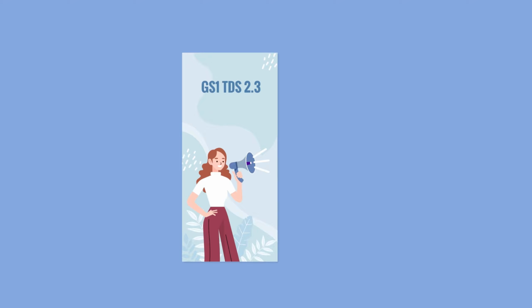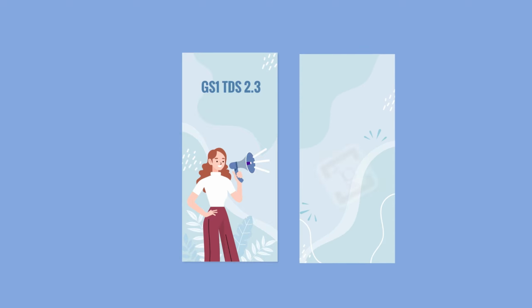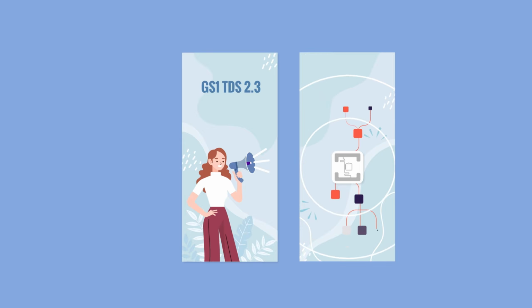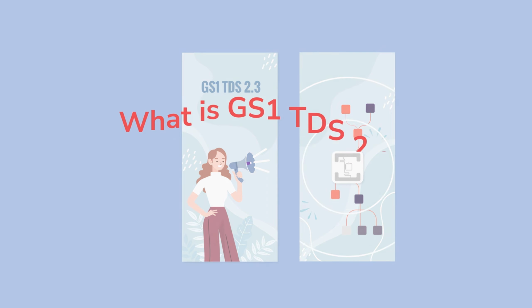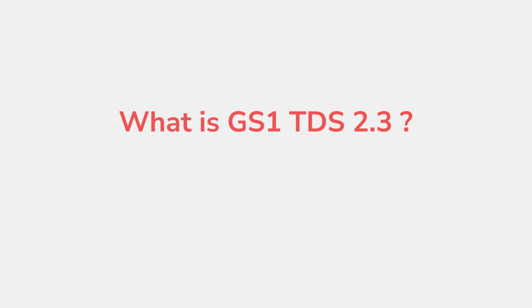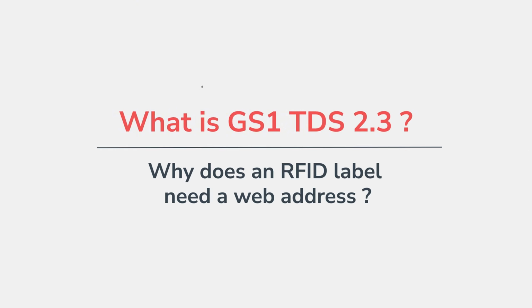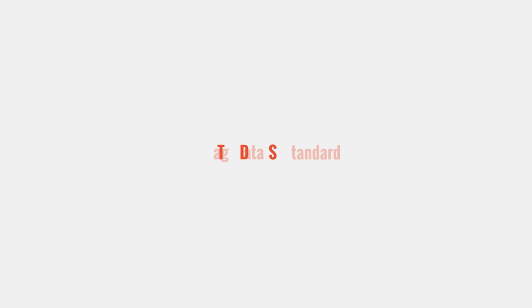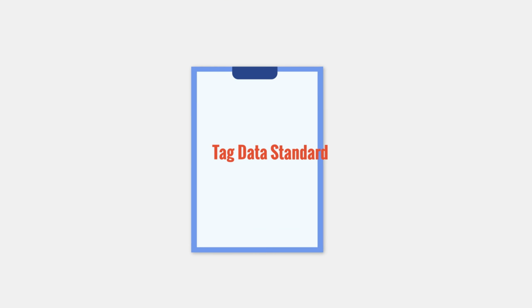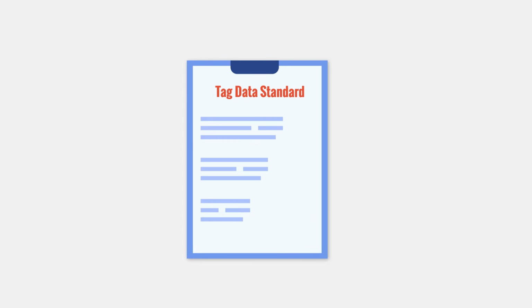With the release of GS1 TDS 2.3, RFID is moving beyond simple identification toward a more connected digital role. But what exactly is GS1 TDS 2.3, and why are people saying RFID labels can now have their own web address? TDS stands for Tag Data Standard. It is GS1's rulebook for how identity data is structured and encoded inside RFID labels.